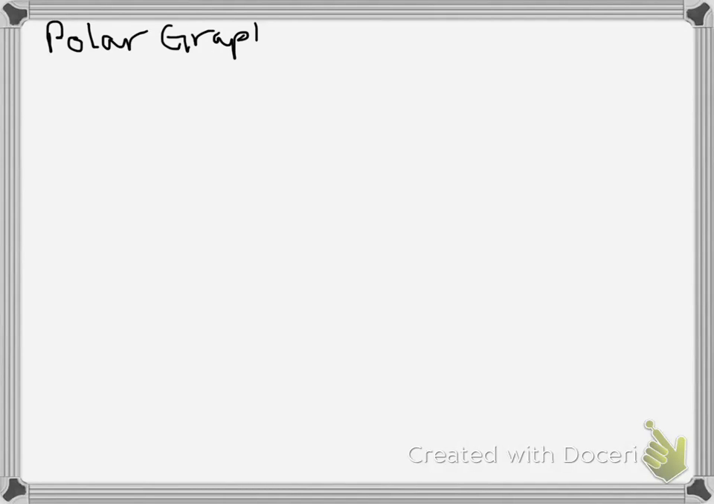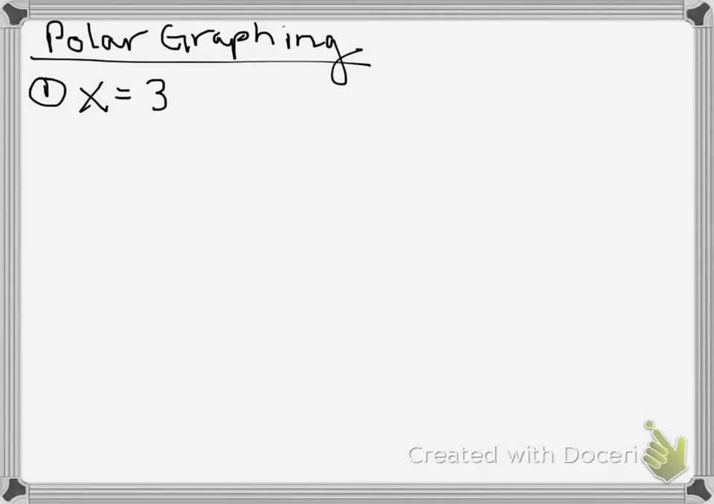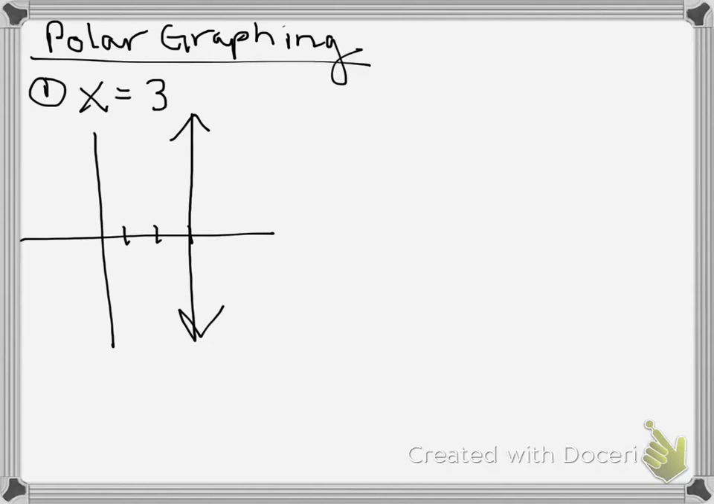Now, before we begin jumping into the polar graphs, let's remind ourselves of some good old-fashioned Cartesian graphs, such as x equals 3. Well, what does x equals 3 look like? And you're probably saying, a line. Yeah, but what type of line? Oh, that would be a vertical line because it's always x equals 3.